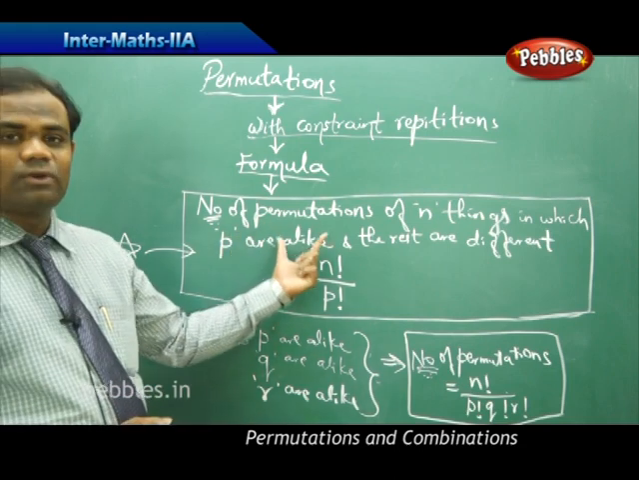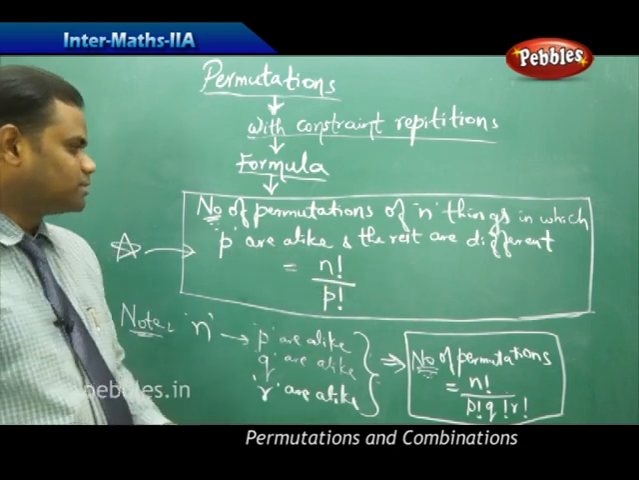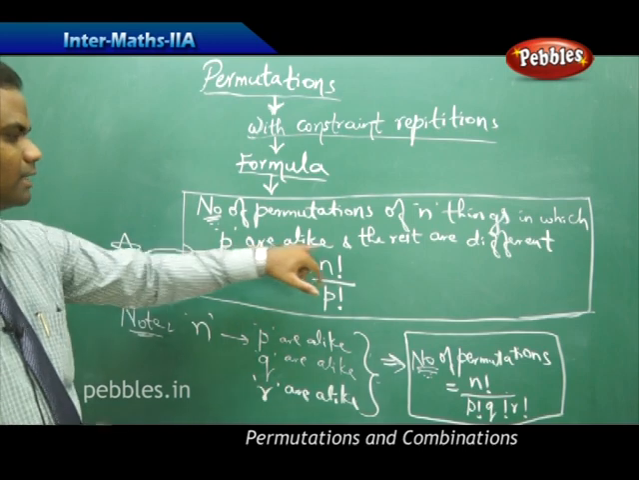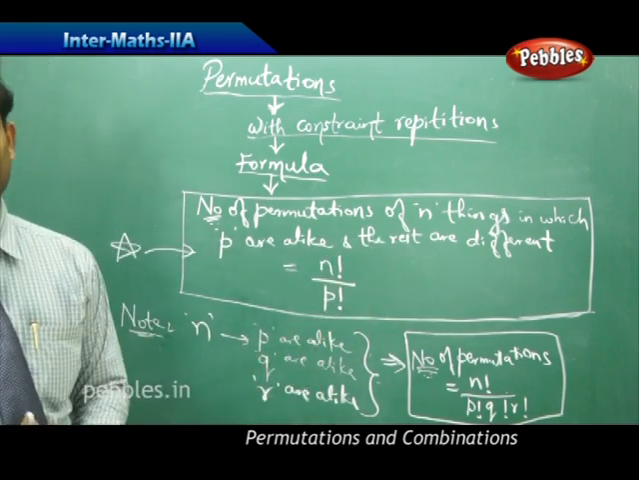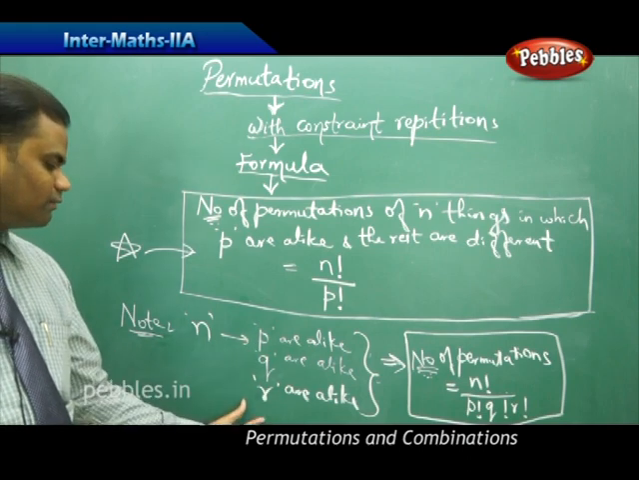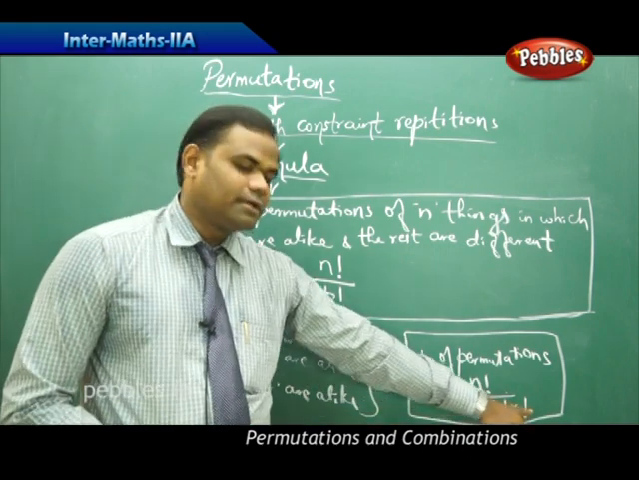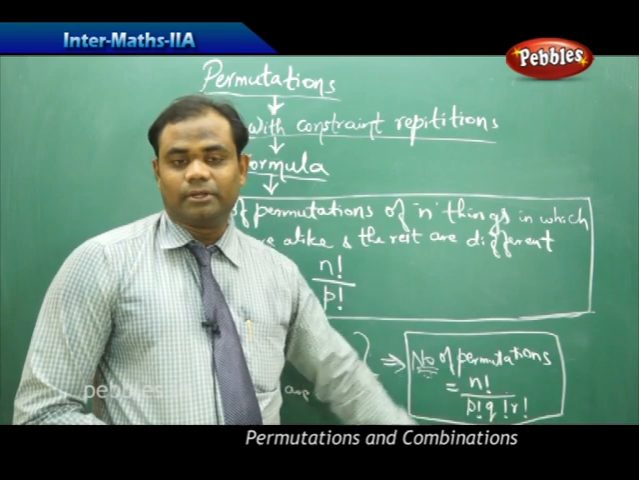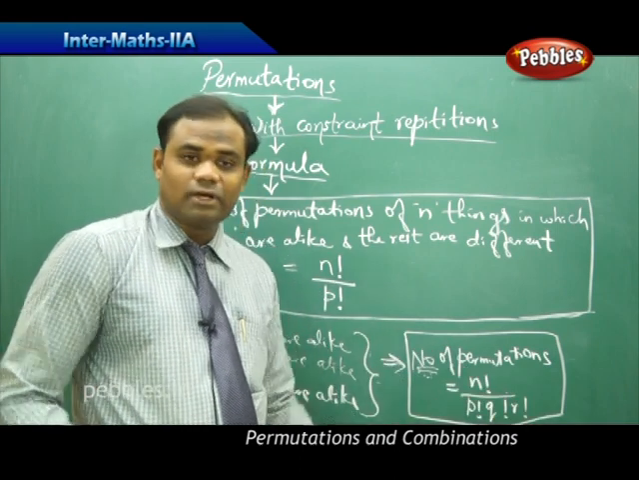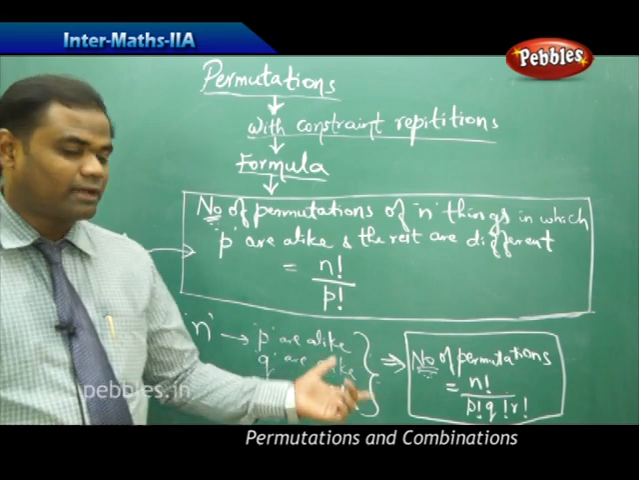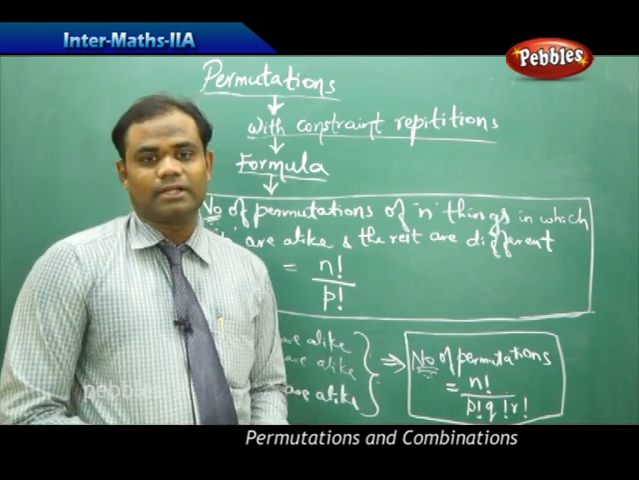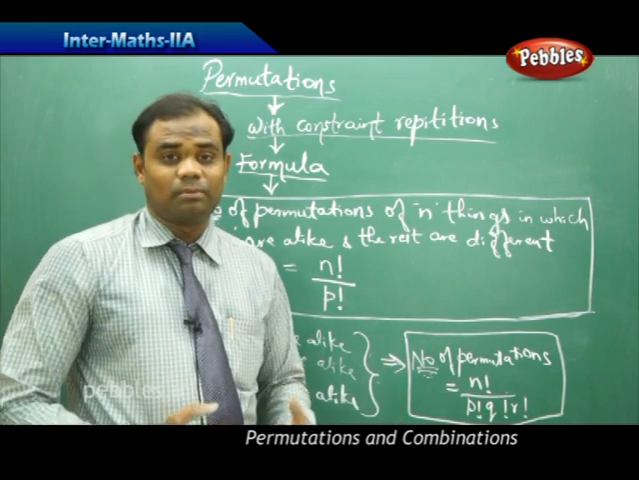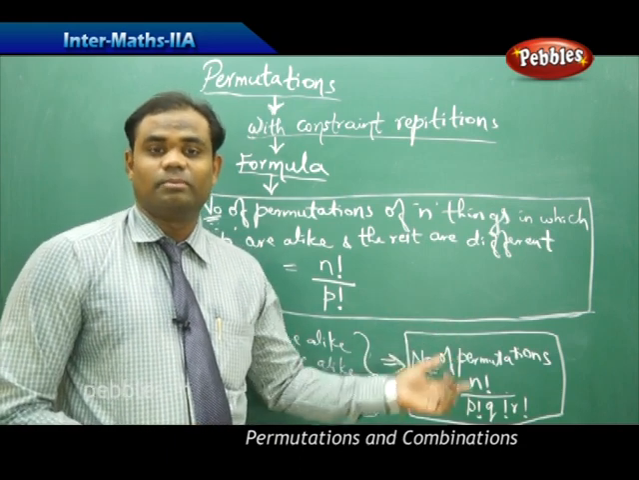Ultimately, the basic formula being the number of permutations of n things in which p are alike and the rest are different is given by n factorial by p factorial. So if there are 3 of them which are alike, then all the 3 come independently in the denominator as the product. If 2 are alike, then I get this as n factorial by p factorial into q factorial, is how we understand this. Now let's do some problems to understand this concept better.